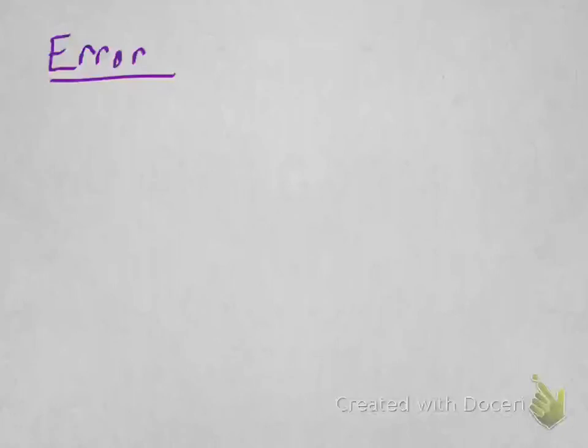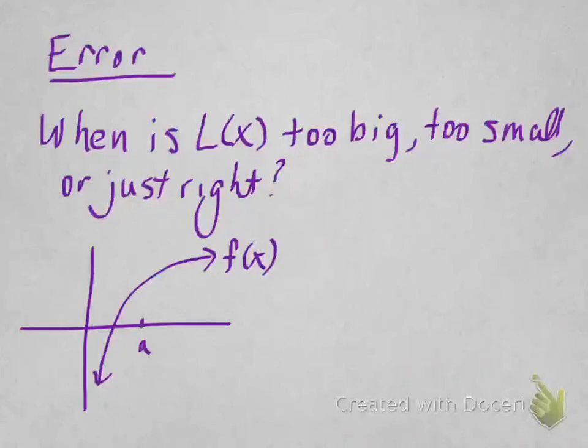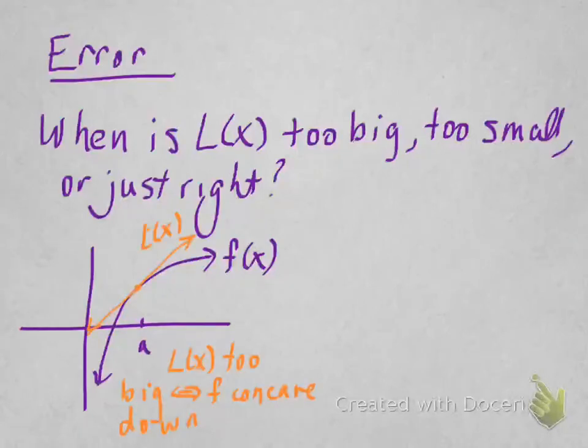So let's talk about whether L of x is too big, too small, or just right. Can we know ahead of time if our local linearization is going to give us a prediction that's too big, too small, or just right? So let's say I have a function f of x. This happens to be an increasing function, but it's also concave down. Notice that when I have a concave down function, the tangent line is going to lie completely above the graph of the function. So that means that my prediction from L of x is going to be too big. So L of x gives me too big of an approximation if and only if f is concave down.